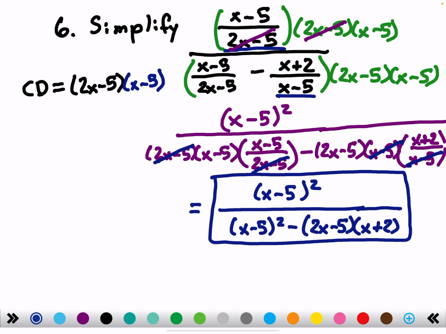Remember, to simplify complex fractions, multiply top and bottom by the CD.